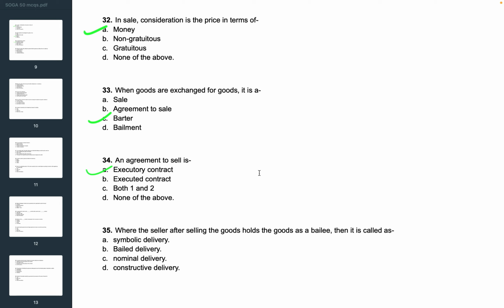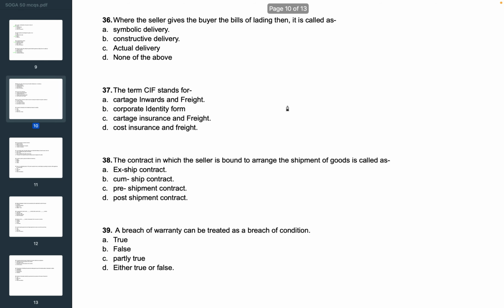Next question. Where the seller, after selling the goods, holds the goods as a bailee, then it is called as A. Symbolic delivery, B. Bail delivery, C. Nominal delivery, D. Constructive delivery. The correct answer is nominal delivery, C.